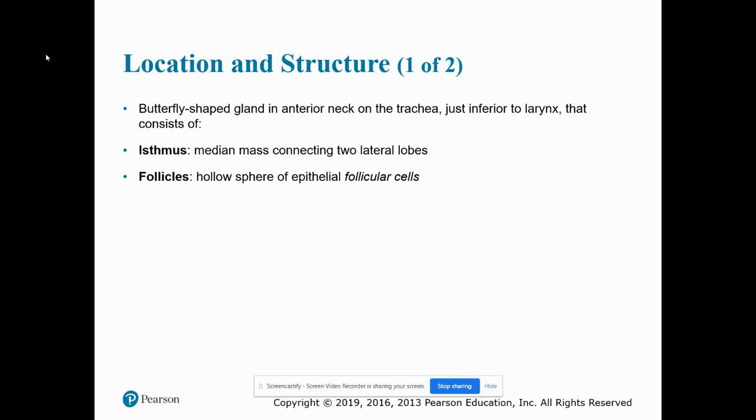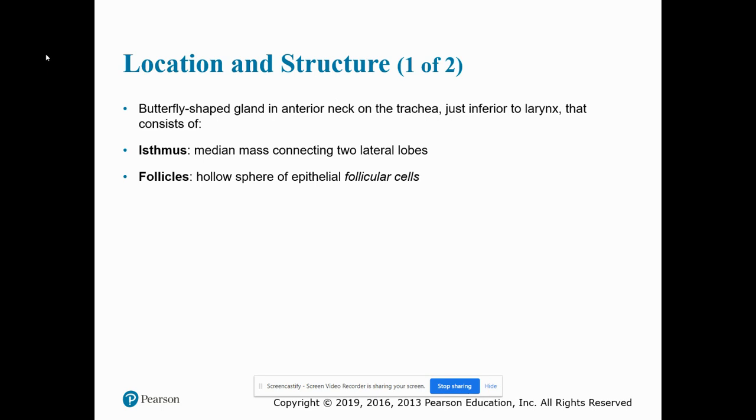So I'm going to stop there for a second. This first part is just describing the shape of the actual gland, which does look like a butterfly. It does sit on the trachea. And then there's the isthmus between the two lateral lobes. And then next, we talk about some more stuff.